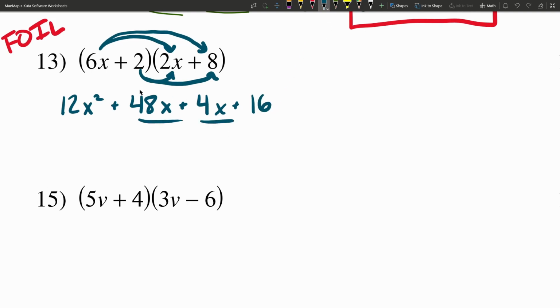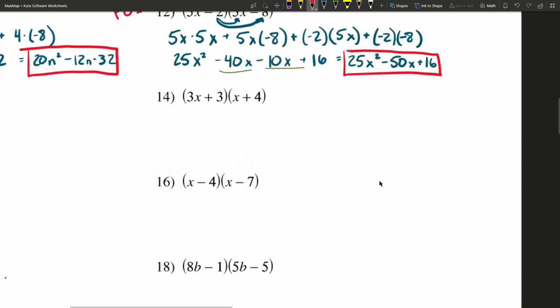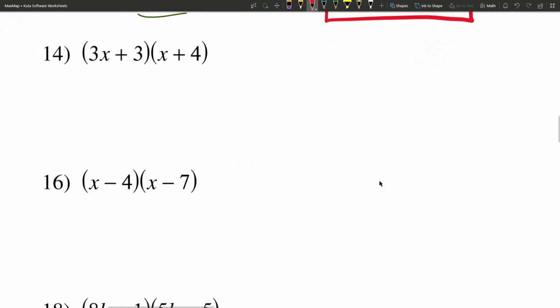Finally, again, combining those like terms, we're going to get 12x squared plus 48 plus 4, both with an x, 48x plus 4x. That gives us the 52x plus 16. 12x squared plus 52x plus 16 is our solution in number 13. Moving right along to number 14, FOIL.